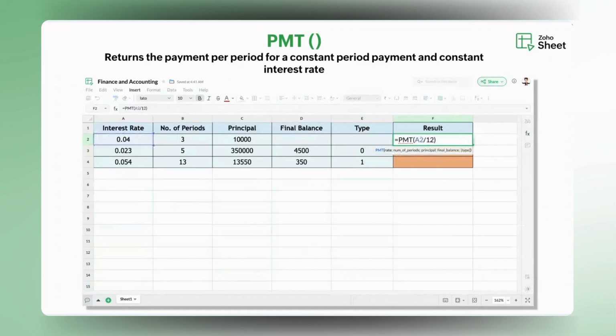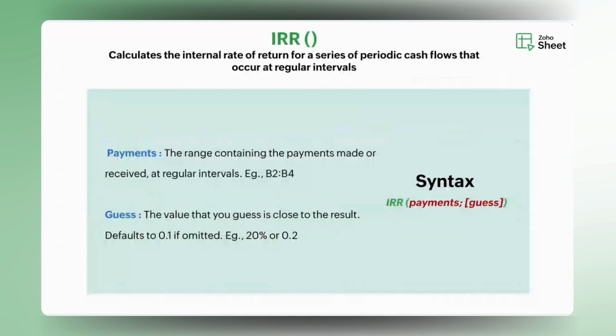Let's move on to another example. This time, we'll assess the IRR function. It is a function that is used to calculate the internal rate of return for a series of periodic cash flows that happen at regular intervals. The syntax is simple, so it's just IRR followed by the arguments, which are the payments and guess.